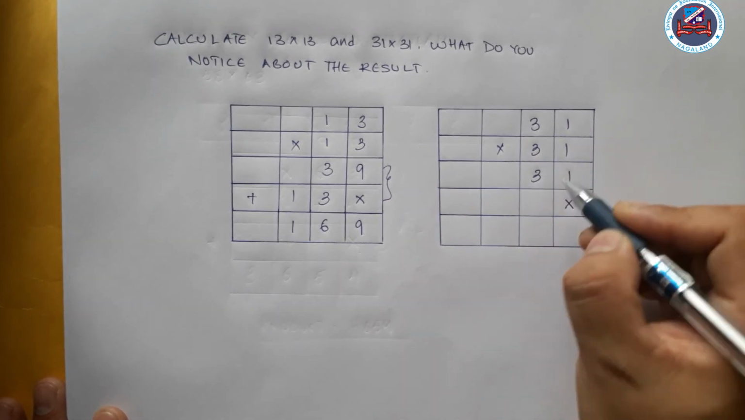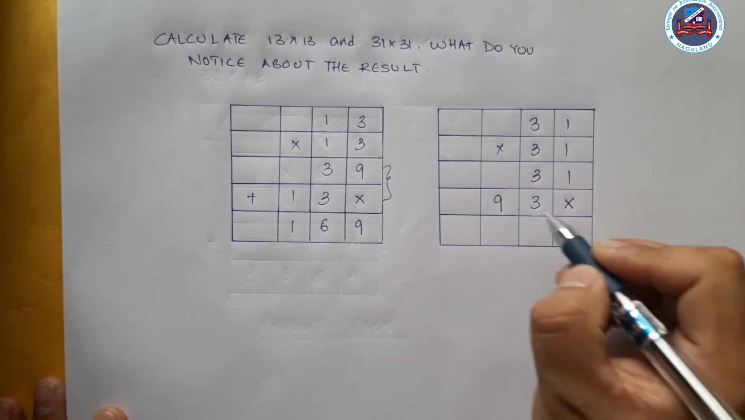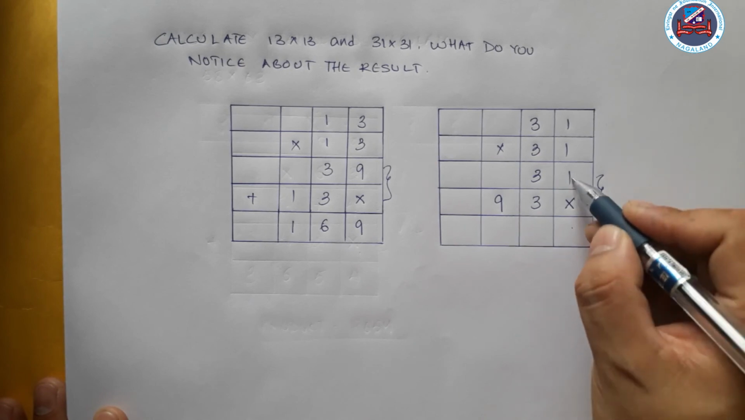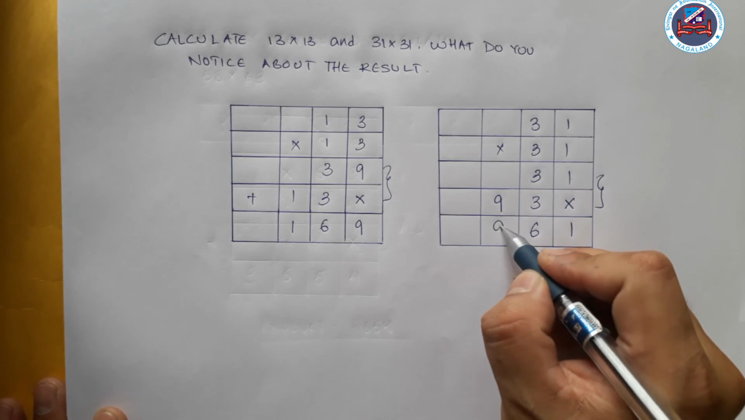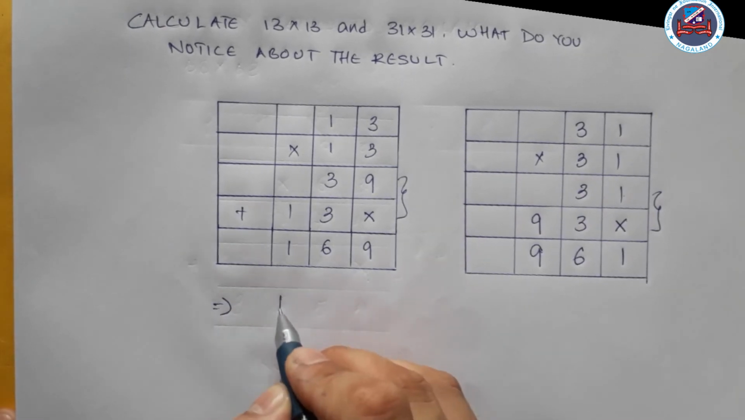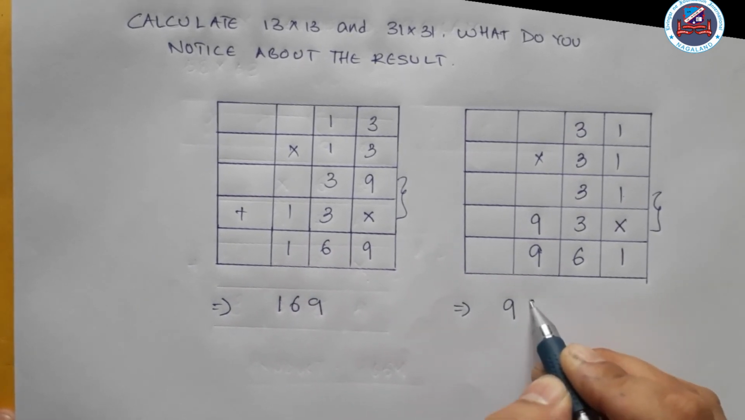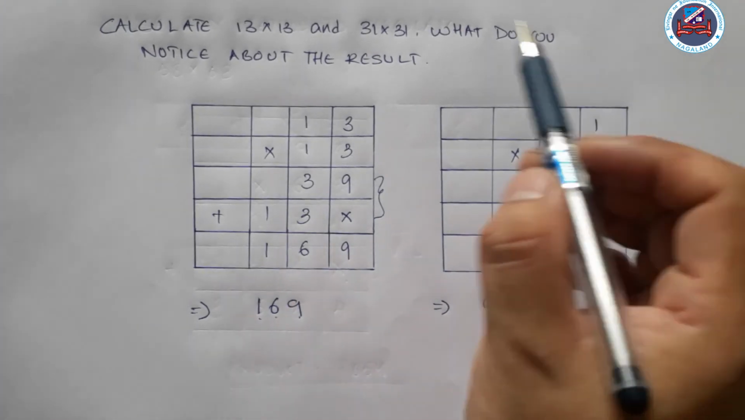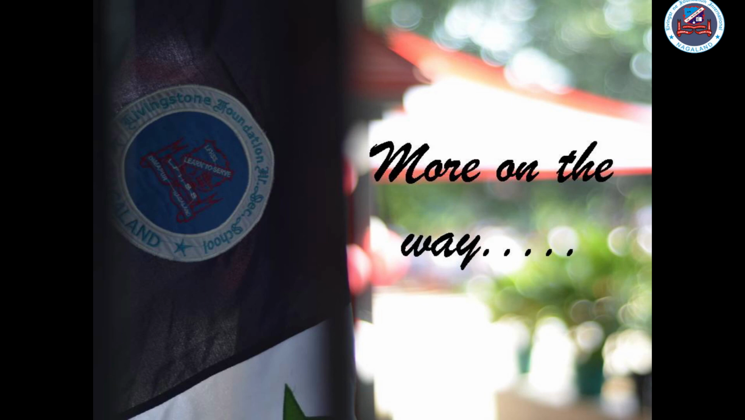I'll put one cross. 1 into 3 is 3. 3 into 3 is 9. I'll add these two numbers. 1 plus nothing is 1. 3 plus 3 is 6. And 9 plus nothing is 9. For this one, the product is 169. And for this one, the product is 961. What do you notice about the result? That the number is in the reverse order. 169, 961.